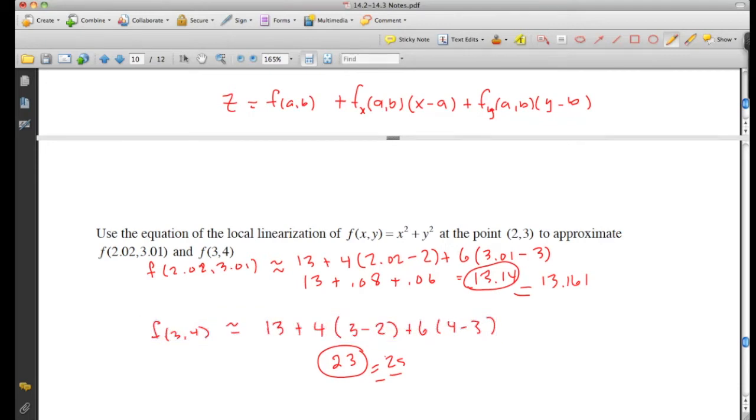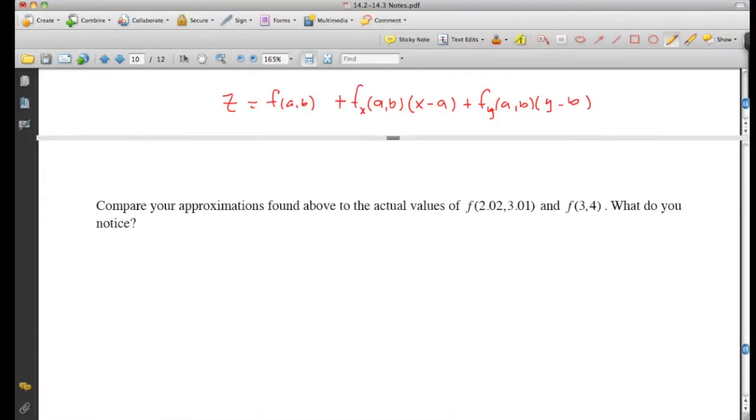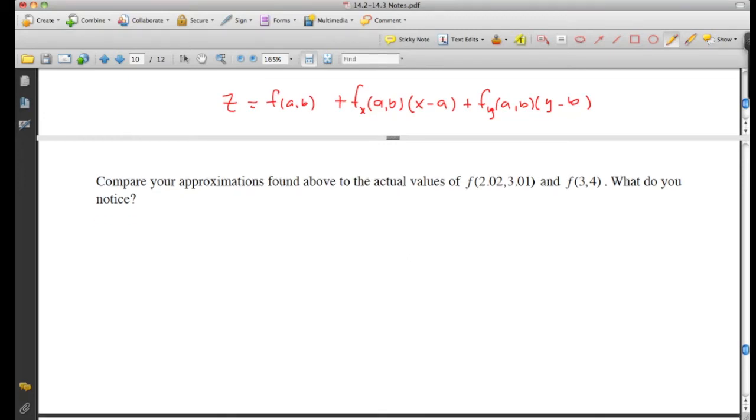Well, if you think about this linear function, this plane, and this surface are going to be pretty close to the same thing as long as you're taking points that are pretty close to the point of tangency. 2.02 and 3.01 are really close to 2,3, whereas 3,4 and 2,3 are relatively further apart. So what you should notice is this linear function is going to give me nice approximations if we pick points that are close to the point of tangency. Notice that the approximation gets worse as you move further away from the point of tangency.